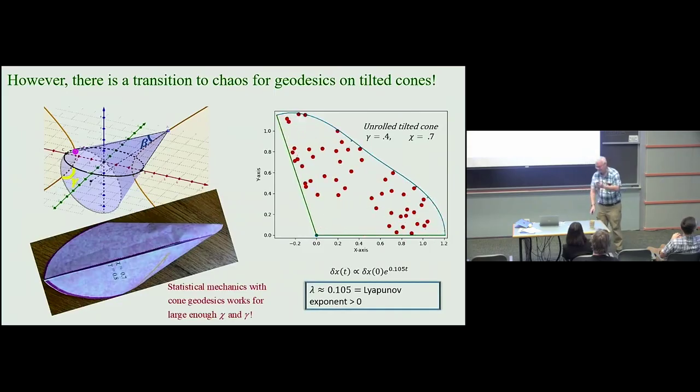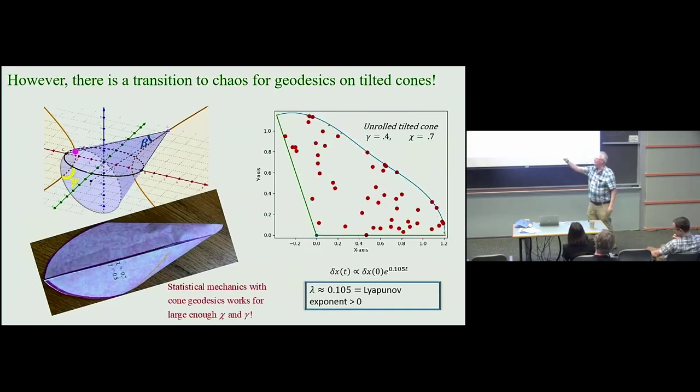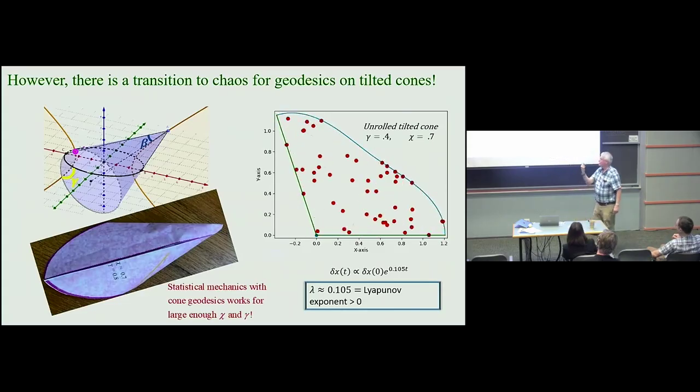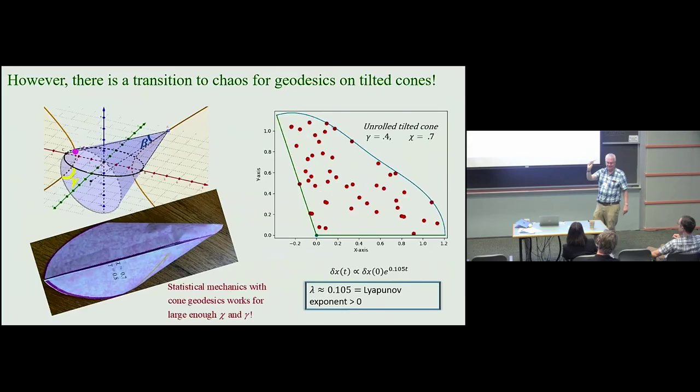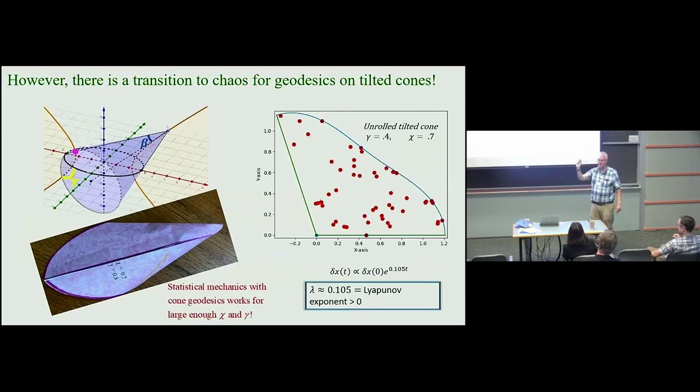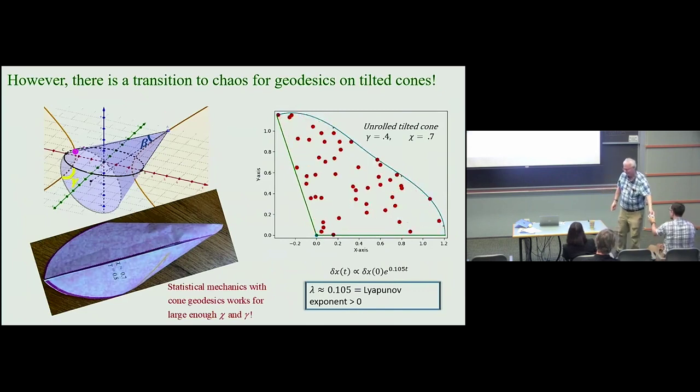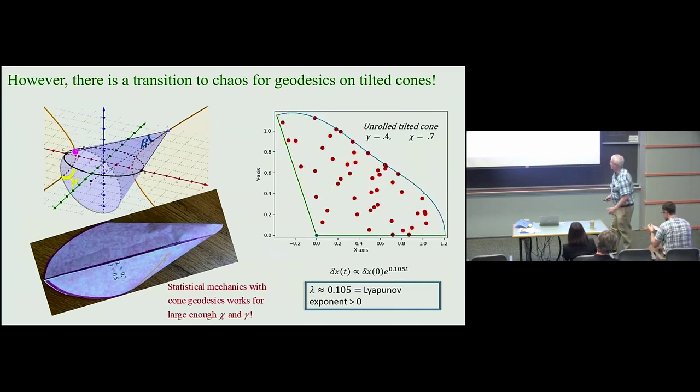So this is a tilted cone, and for those of you who are not near the front, the trajectories here are uniform. So you can do statistical mechanics on this, provided chi is large enough and gamma is large enough so that you get a transition to chaos.